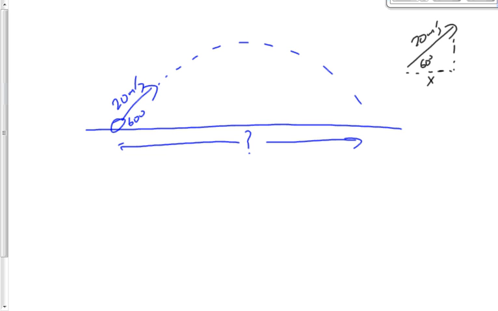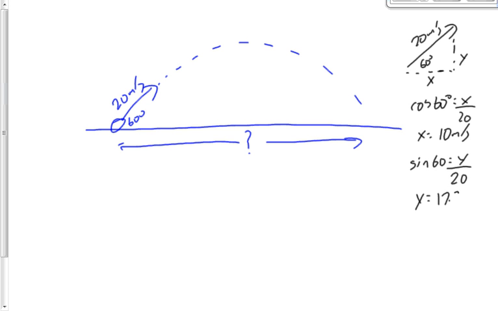This is the y side. Cosine 60 degrees is equal to x, the adjacent side over the hypotenuse. X ends up being equal to 10 meters per second. Sine 60 degrees is equal to the opposite side over the hypotenuse. Y ends up being equal to 17.33 meters per second.